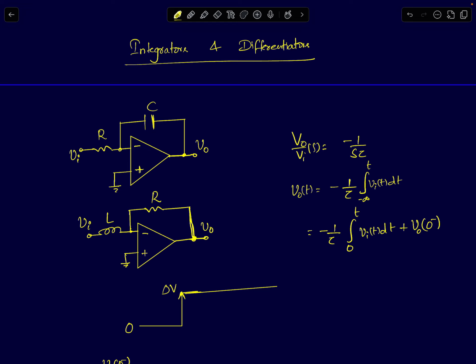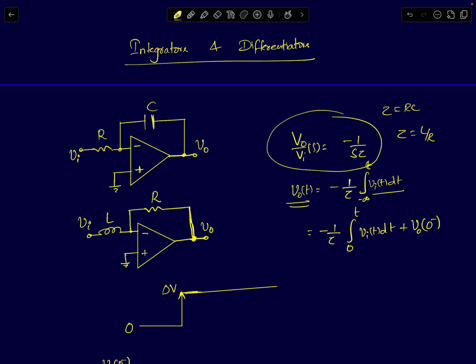Okay, so first I'll start off with integrators, and among integrators, we'll first look at inverting integrators. An inverting integrator transfer function can be written as 1 by s tau. For an RC integrator, tau will be RC. For an RL integrator, your tau will be L upon R. The output voltage can be written as minus 1 over tau, integral from minus infinity to t of vi of t dt.